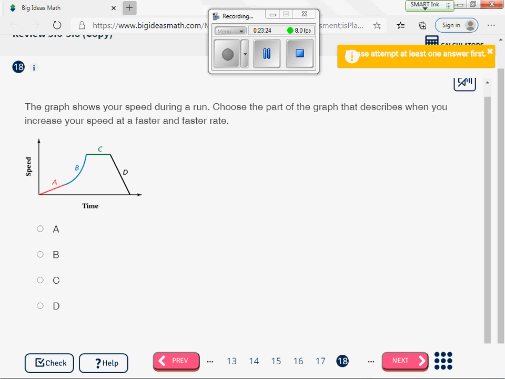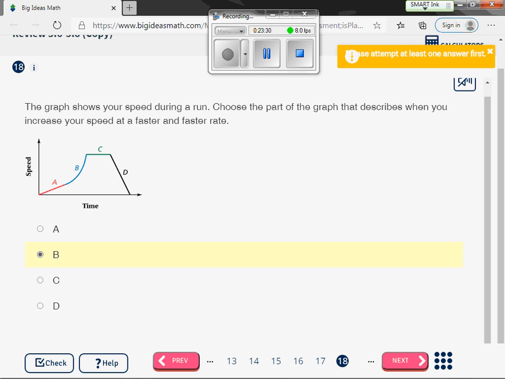Now this one here, increases your speed at a faster and faster rate. Well, that would be B because it is curved going up. Any questions on these here so far? Are we good with these here? Okay, well, let's look at the next one.